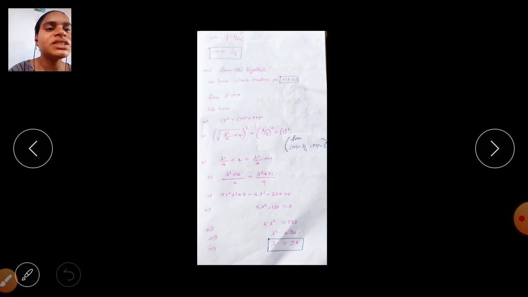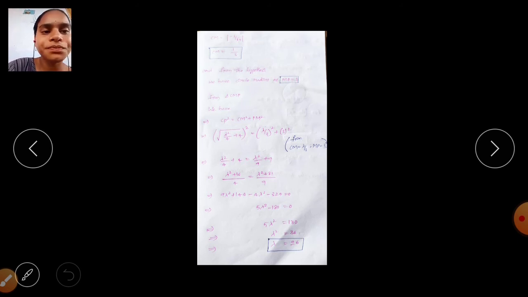And from the hypothesis we have that the radius PM is equals to 3. From the formula of a triangle, hypotenuse square is equals to side square plus side square. So we have CP is equals to root of lambda square by 4 plus 4, CM is equals to lambda by 3, and PM is equals to 3. So we get root of lambda square by 4 plus 4, whole square, is equals to lambda by 3 whole square plus 3 whole square.